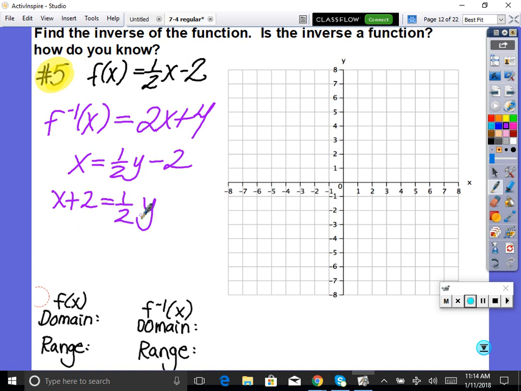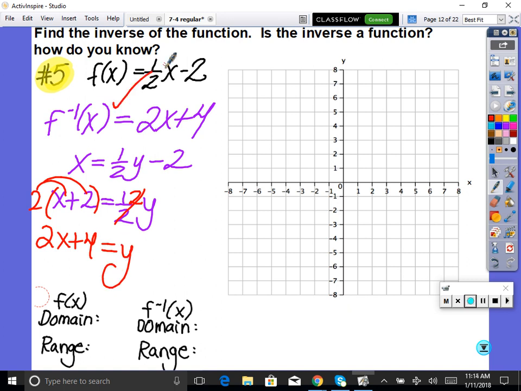How do you want to handle the 1/2 the smart way? Not divide by a half. What should we do? The smart way. Times by 2. So we have to times both sides by 2. Well, if I said both sides, don't I need parentheses? Times by 2. So now we distribute: 2x plus 4 equals y. Does everybody see now how we got it?